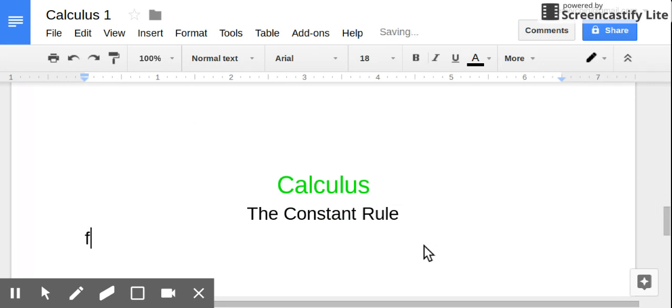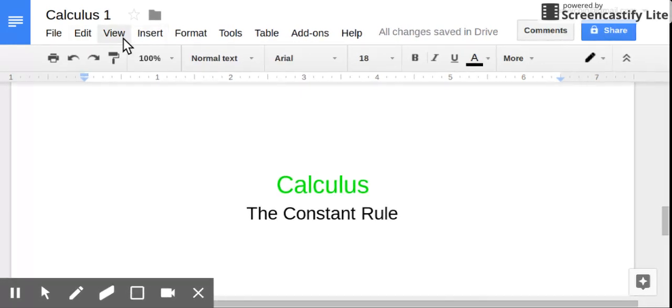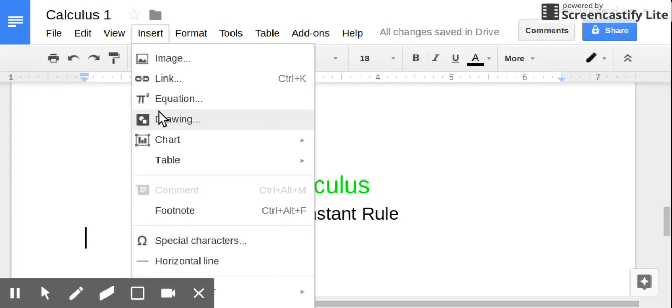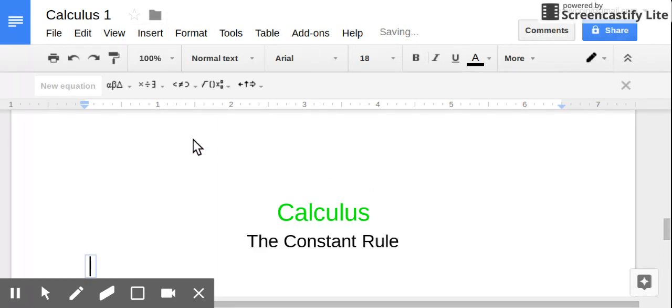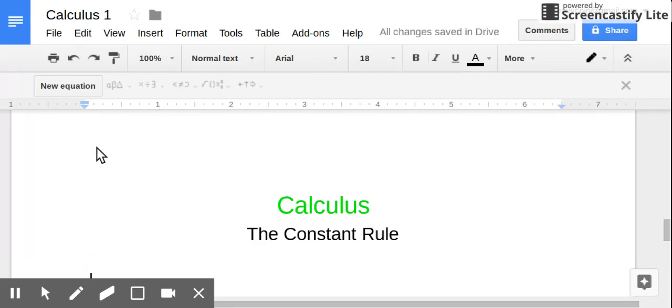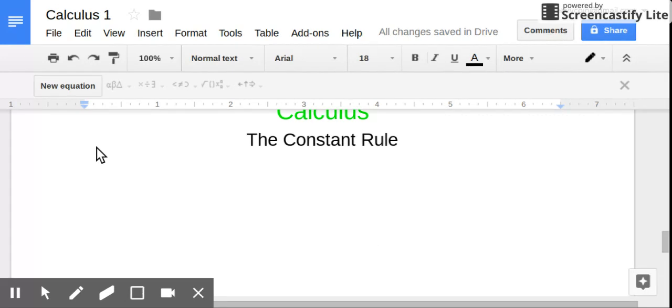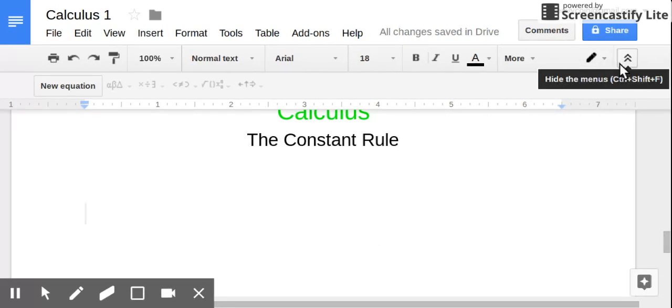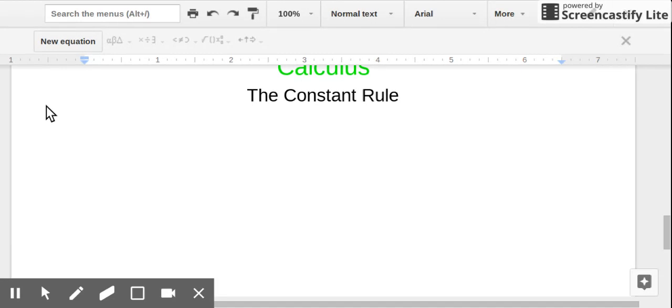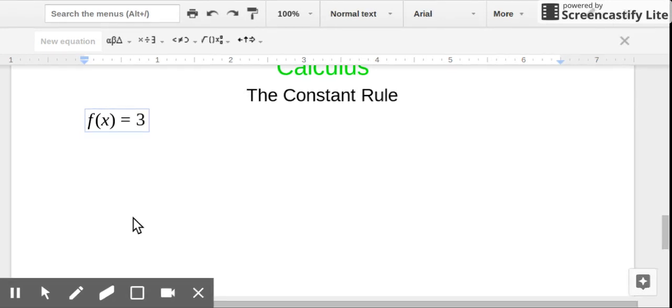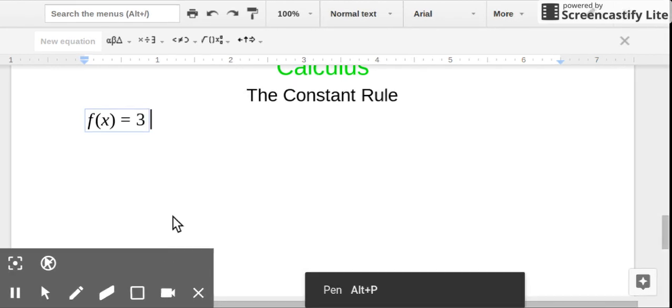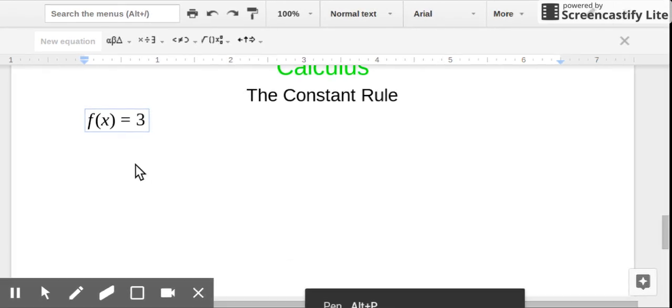So let's say that our function is, I need to bring this up first, I guess. Do some little modifications here. We'll say f of x is equal to 3. Okay, f of x is equal to 3.